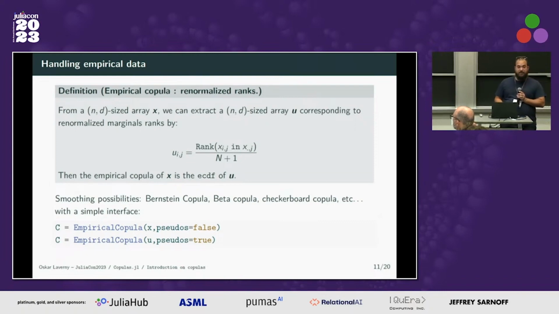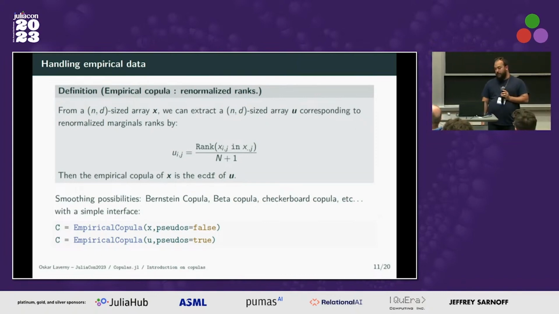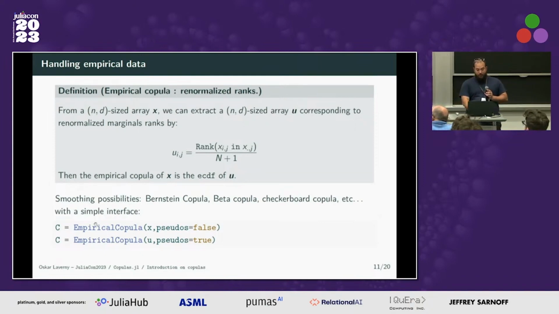The problem with that is that this model is usually not a copula. It doesn't have uniform marginals. It's a discrete object. And so there are a lot of smoothings that exist in the literature. For example, there is the Bernstein smoothing, the beta smoothing, the checkerboard smoothing, and all of them can be useful and are implemented and can be used directly through this empirical copula. You can pass it the x's or the u's as you want, and say whether you want it to compute the ranks or not.